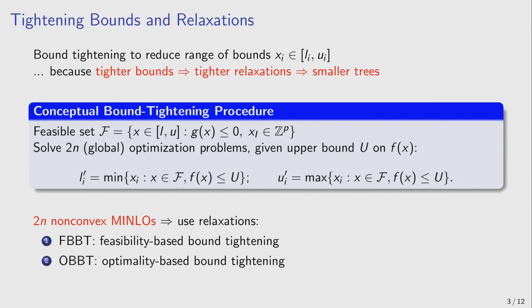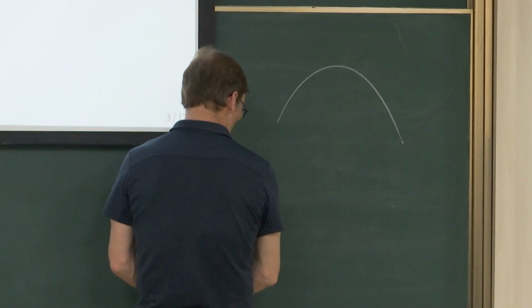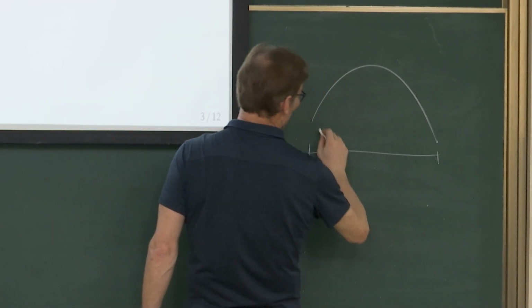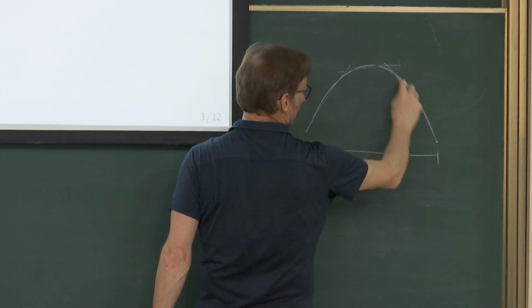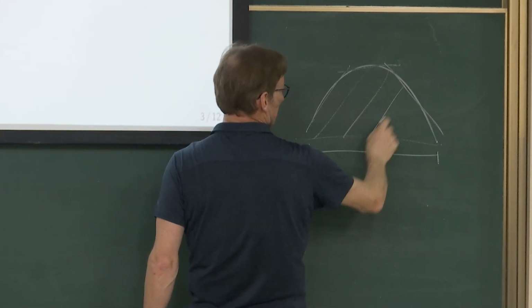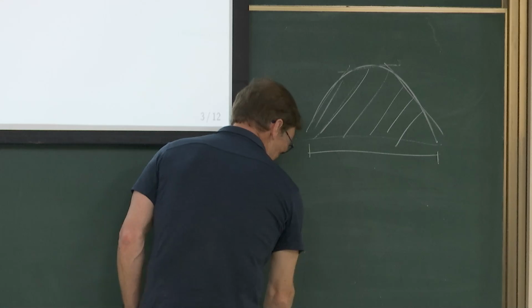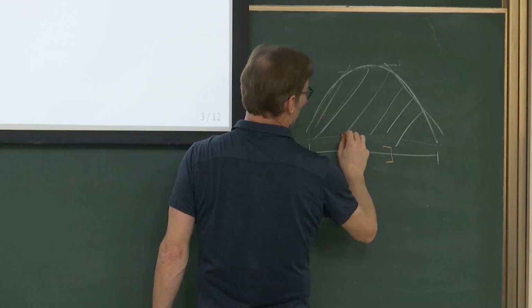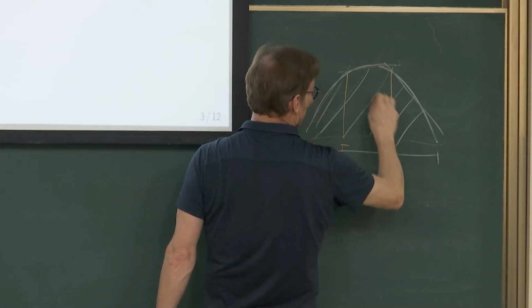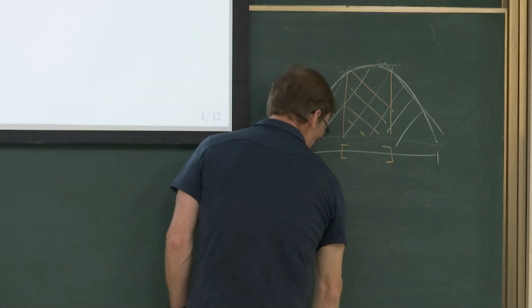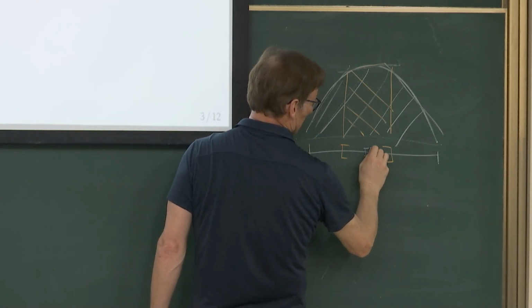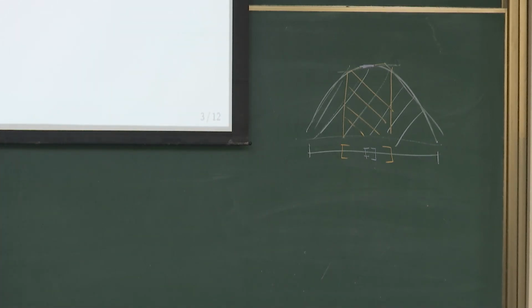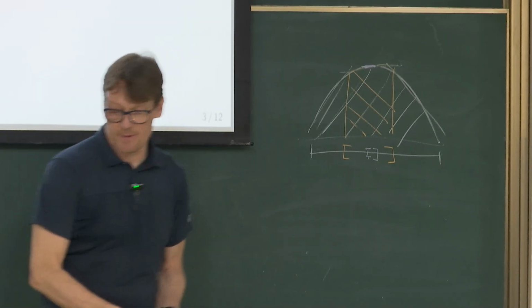I can easily draw a simple example. If this is a nonlinear function and these are my bounds, then the best I can do is something like this in white. If I have tighter bounds, if my bounds are over here, then I can do something like this. And if I have really, really tiny bounds, then I get a very, very tight approximation. So that's why we want to make these bounds as tight as possible.